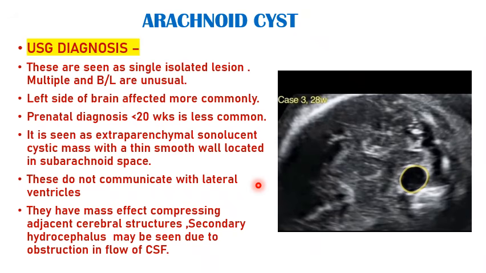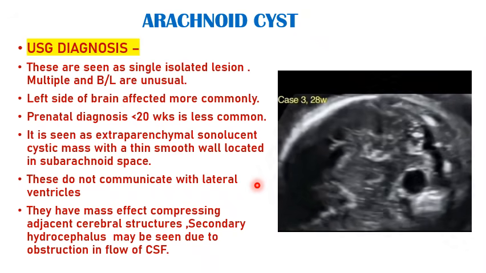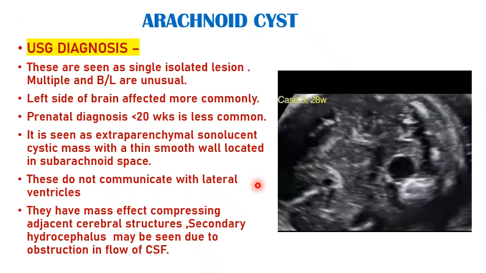It is seen as an extraparenchymal sonolucent cystic mass. They have mass effect, compressing the adjacent cerebral structures. Secondary hydrocephalus may be seen due to obstruction in the flow of CSF. The left side of the brain is affected more commonly.